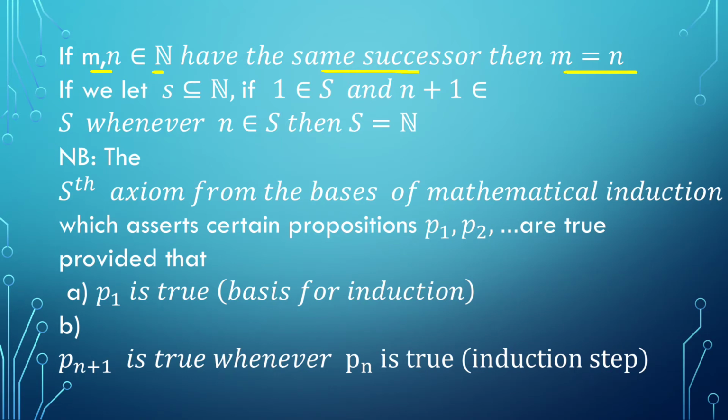Again, if we let S be a subset of N, the set of natural numbers, and we know that the identity 1 is in S, and whenever n is in S its successor n plus 1 is also in S.